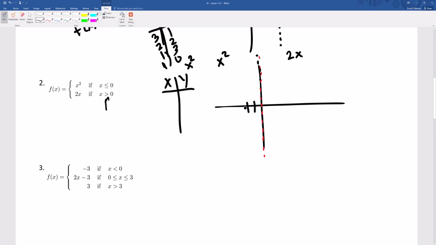Let's pick these values. Right, so 0, -1, -2, -3. So if I plug in 0 to x squared, I get 0. If I plug in -1, -1 squared is +1. If I plug in -2, -2 squared is 4, and then 9. Closed circle. So it's going to do one of those. And it's a parabola, right? It's x squared, so it's like a half parabola. It's chopped in half.